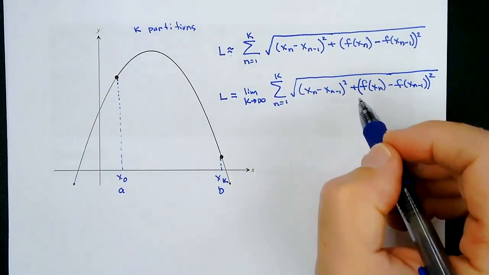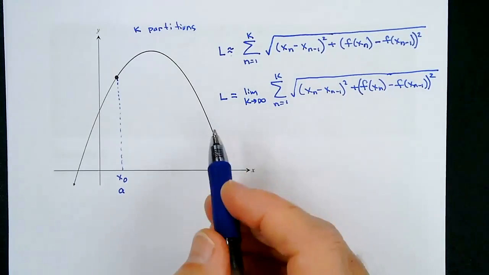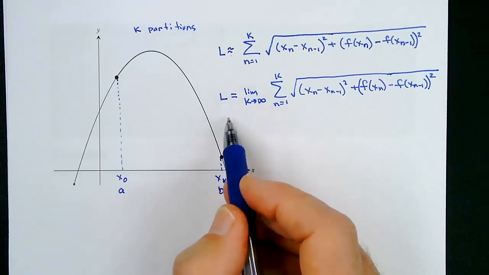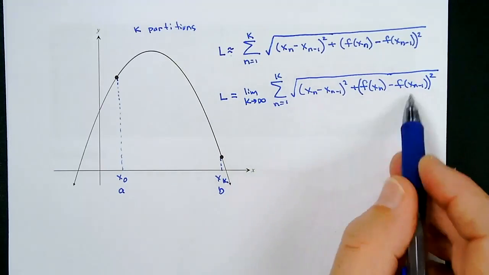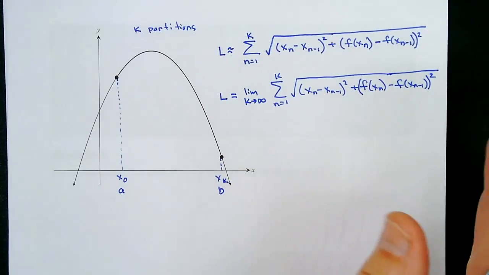And that would actually give us the length. But to make infinite partitions, that's actually going to be an integral, right? So this is what we're going to integrate. Now, how does this all come about, right?